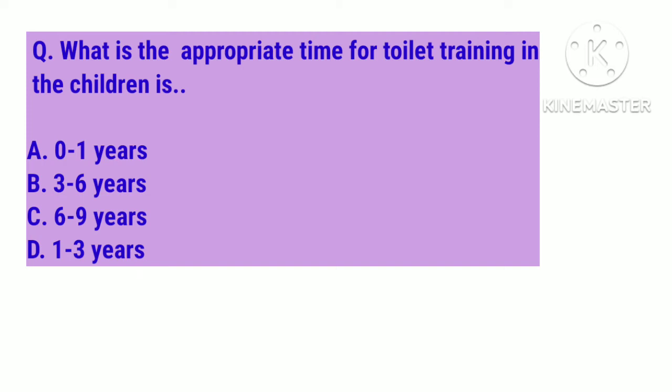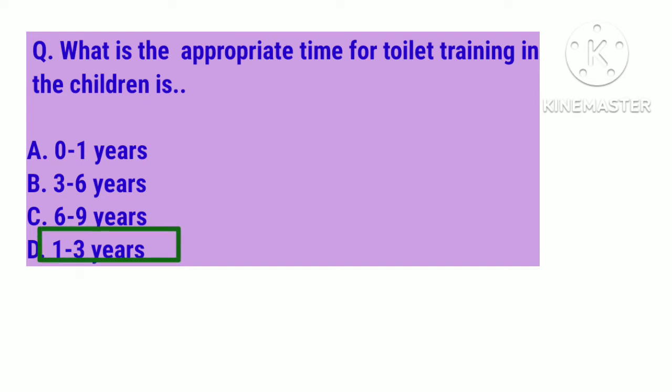Appropriate time for toilet training in the children is A. 0 to 1 year, B. 3 to 6 years, C. 6 to 9 years, D. 1 to 3 years. And the correct answer is D. 1 to 3 years.